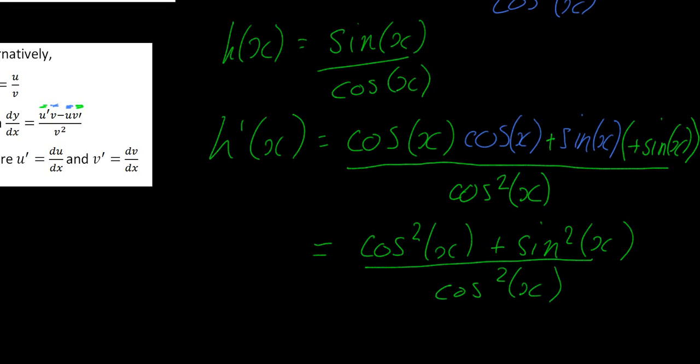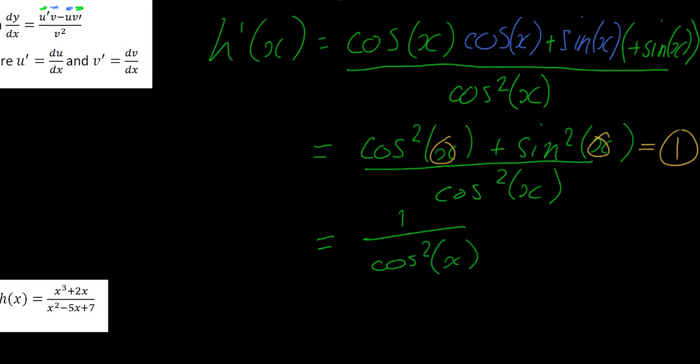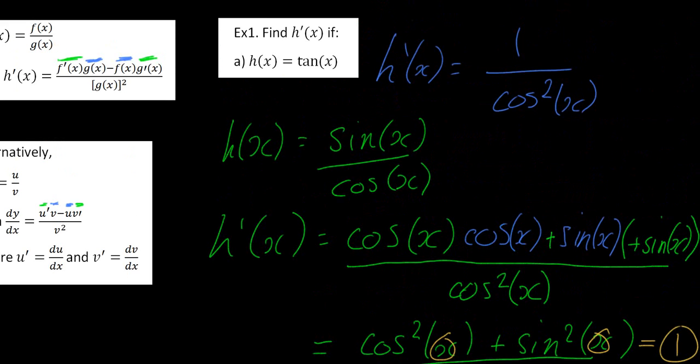Or over cos squared. Now remember that through our trig identities, we know that sine squared plus cos squared, if they have the same angle, is equal to 1. So our numerator up here is equal to 1. That's why we're just left with 1 on the cos squared x. And this is pretty much the same result as what we got up above here.